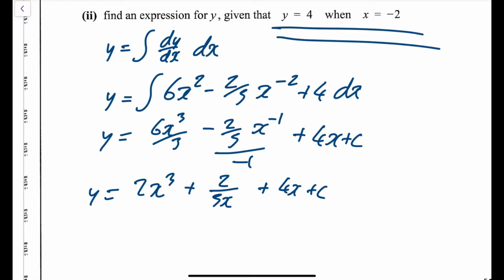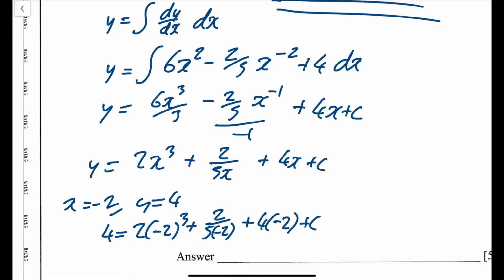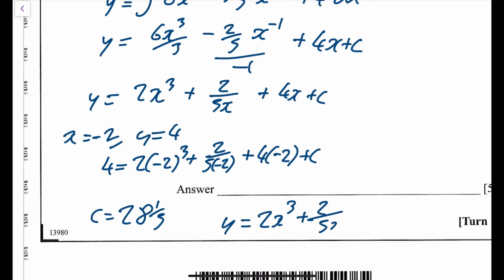It tells us when x is equal to minus 2, y is equal to 4, which means 4 is equal to 2 times minus 2 cubed, plus 2 over 5 times minus 2, plus 4 times minus 2, plus c. Bring all of that to the other side: 4 minus all of those things, and you get c works out to be 28 and 1/5. Your answer then, y is equal to 2x cubed, plus 2 over 5x, plus 4x, plus 28 and 1/5.